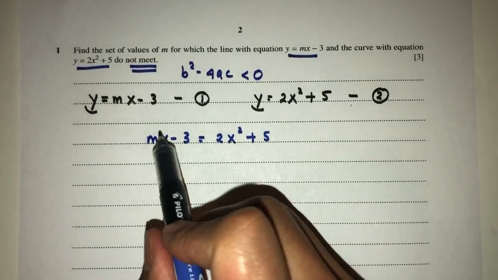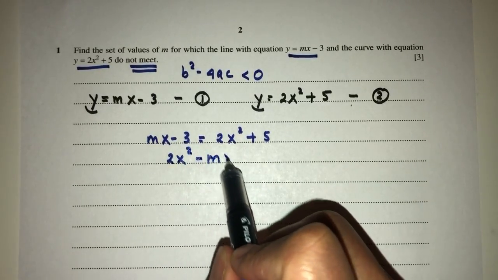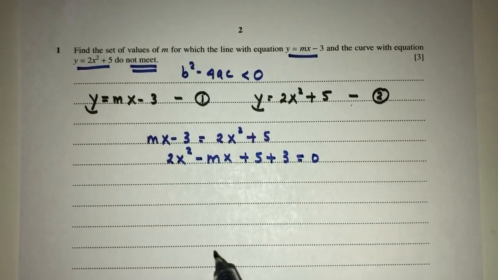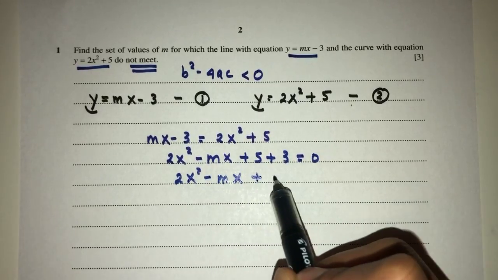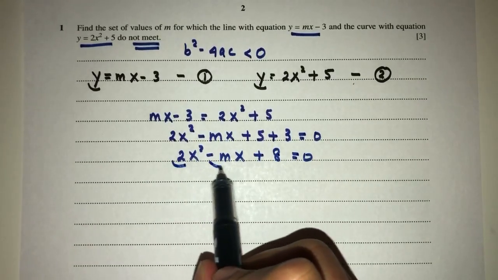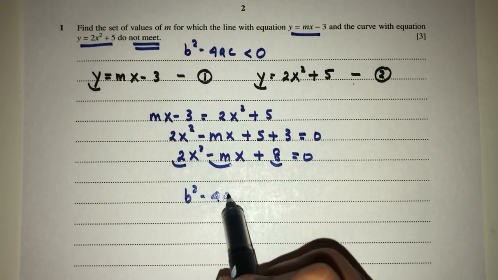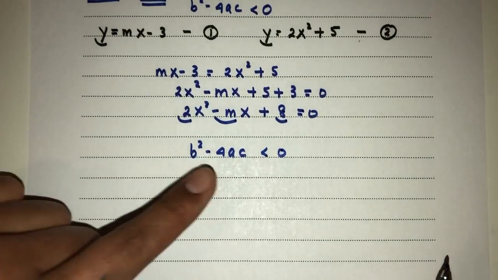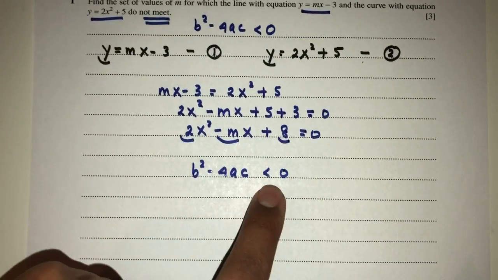Okay, so now we have to rearrange everything to one side. You will have 2x squared minus mx plus 5 plus 3 equal to 0. So 2x squared minus mx plus 8 equal to 0. Now, this is a, this is b, and this is c. So b squared minus 4ac has to be less than 0, because we want to find the values of m for which they do not meet. Do not meet means less than 0.